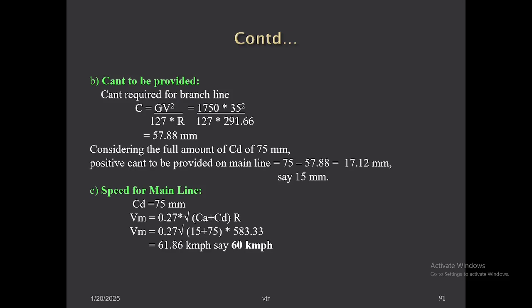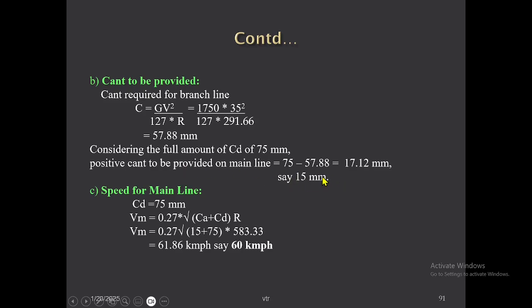And hence, the 17.12 will be the positive cant provided in the main line. Say 15 mm, you can provide 15 mm. So I think in this area you should understand properly. Okay. So we are providing negative cant to this branch line, availing the cant deficiency. That means the 15 mm. That 15 mm will become positive cant to the main line that we are providing.